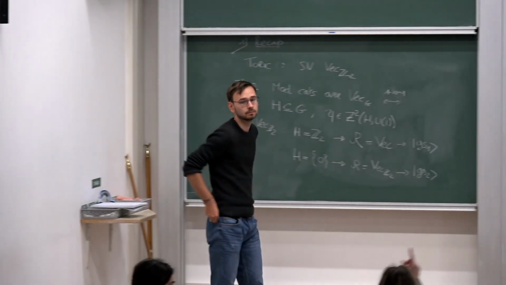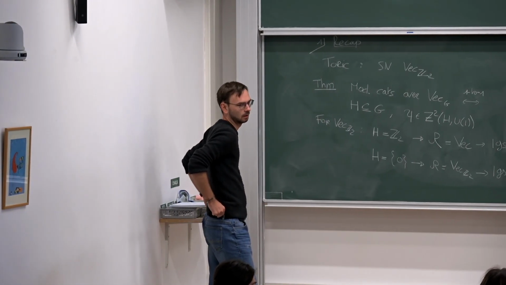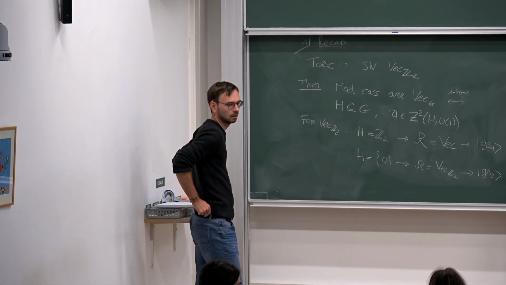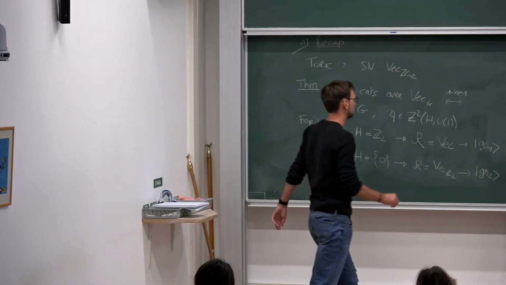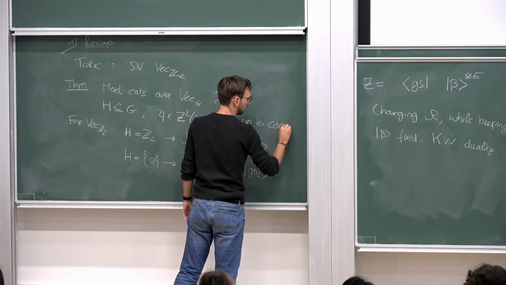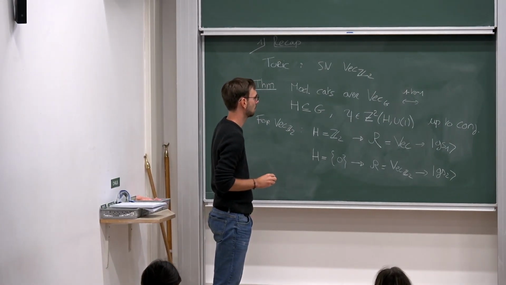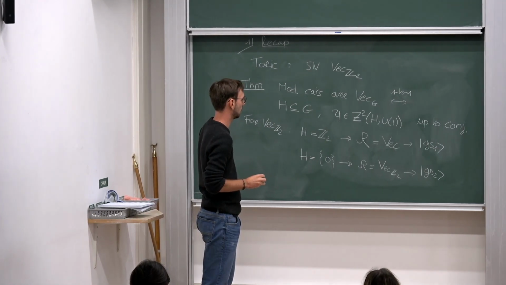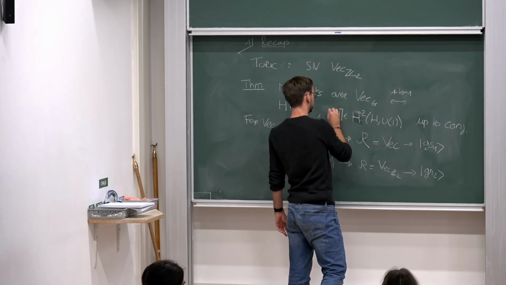Sorry, can I just make a comment on the theorem, just to be a bit pedantic? Mm-hmm. There's an equivalence relation on this data. So subgroups up to conjugation, and two-cocycles up to conjugacy. Yeah, exactly. And the cocycles are labelled by classes in H2 in cohomology, not just closed, but up to coboundaries as well. Thanks. Okay.